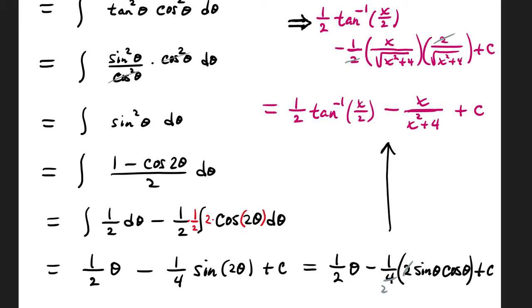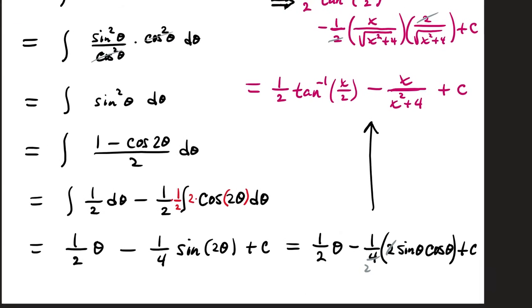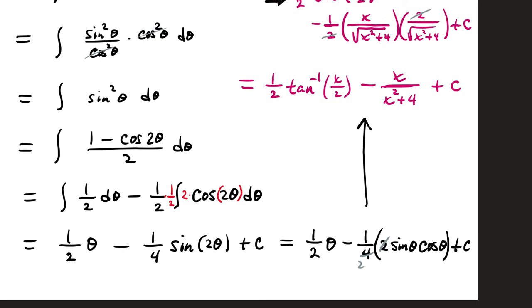Because our original substitution involves a single angle theta, we need to modify the sine 2 theta. That's using a double angle identity. You can replace sine 2 theta, and this comes from your trig identities, with 2 sine theta cosine theta. Sine 2 theta is equal to 2 sine theta cosine theta. Now we've got everything in terms of a single angle.